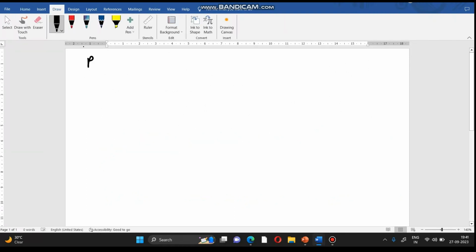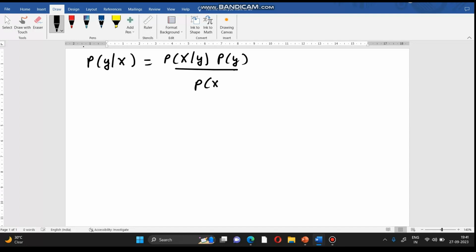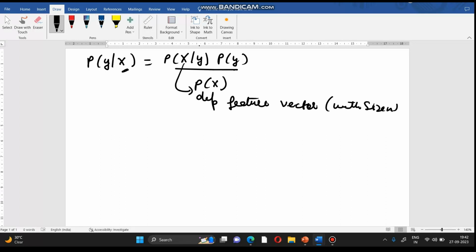So as we have got this P of Y given A, let's write it like P of Y given X, which is equal to P of X given Y into P of Y, over P of X. So here, what is X? This X is a dependent feature vector of size n. It means it is not a single value. It will consist of x1, x2, x3 as number of attributes, like age, name, contact number, email address, or whatever is available in the dependent vector. And y is just a class variable.